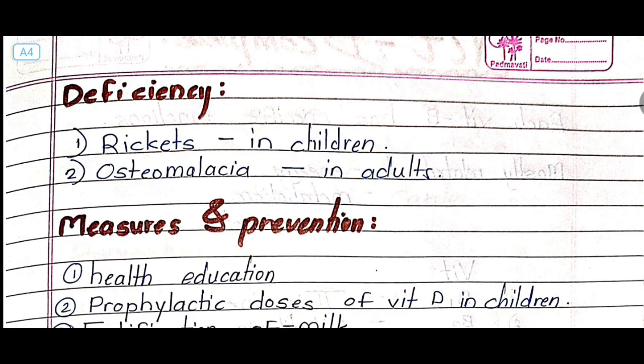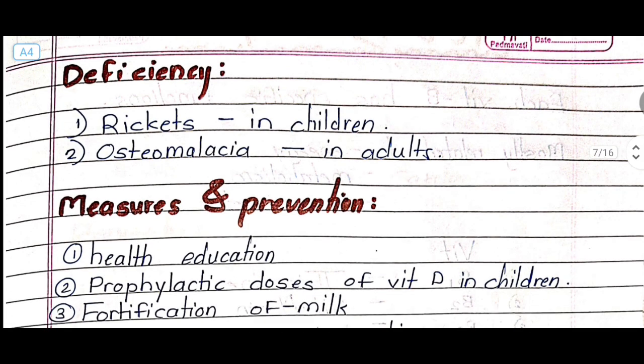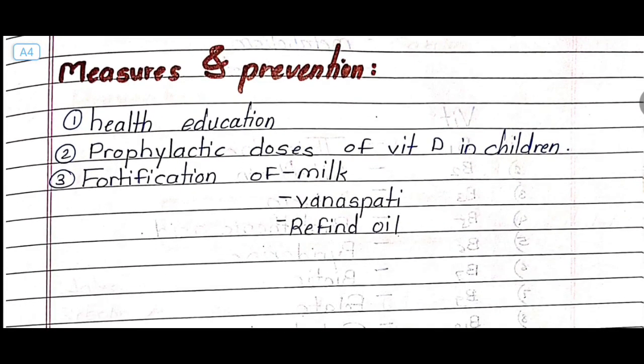Deficiency. What are the diseases that are caused by the deficiency of vitamin D? First one is rickets in children, and second one is osteomalacia in adults. Measures and preventions. First is health education. Second, prophylactic doses of vitamin D in children. Third, fortification of milk, vanaspati, and refined oil.